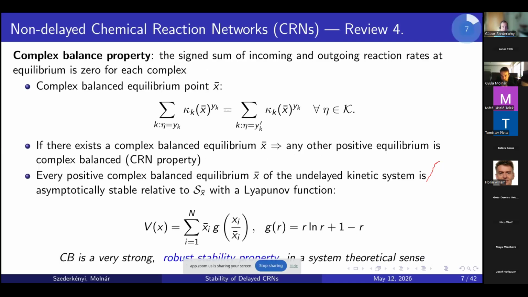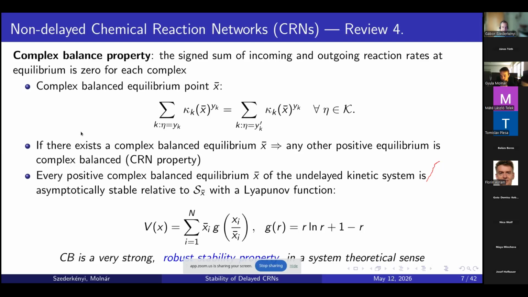A few words about complex balance, which is quite important. So you can see this kind of definition. This is also the usual, but the meaning is that at equilibrium, it's important, we have a Kirchhoff-like property in the network. So the signed sum of incoming and outgoing reaction rates is zero for each node of the network, so for each complex.